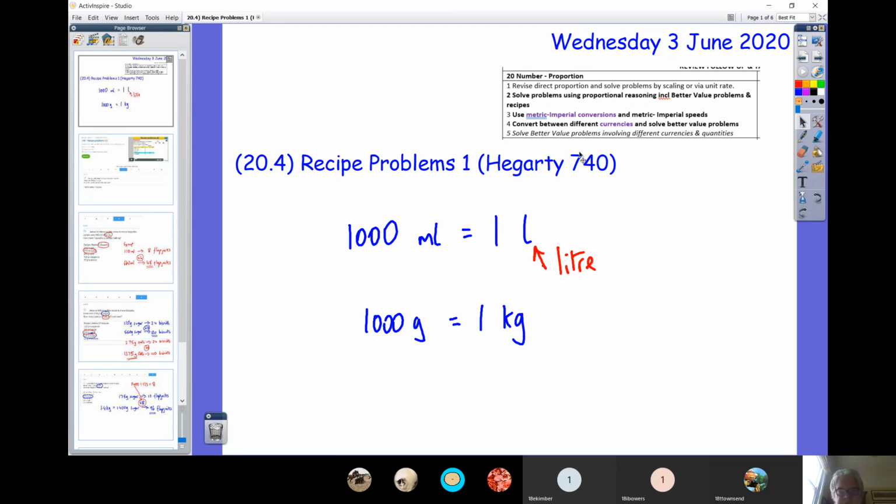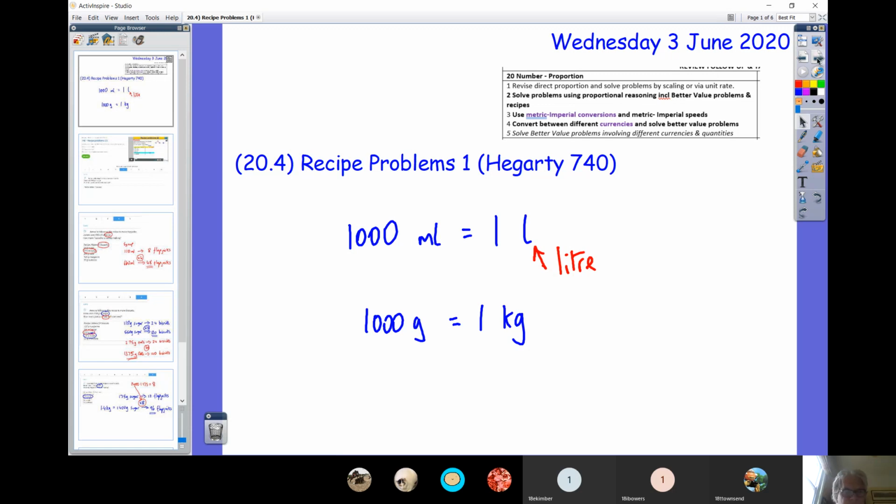Now, a couple of measures that you just need to be familiar with. You need to be familiar with the fact that there are 1,000 millilitres in 1 litre, and you'll see that Hegarty Maths used L for litre a lot. So when it says 1L, that means 1 litre, and 1,000 millilitres equal 1 litre. And then the other thing you need to know is that there are 1,000 grams in 1 kilogram. Okay, 1,000 grams in 1 kilogram. So just make sure you're okay with those.